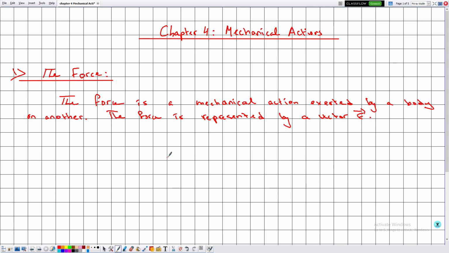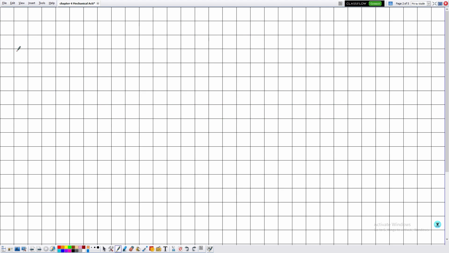Now during the exercises or the activities, we will represent documents in which forces are acting on different bodies, and we will refer to the concept of the force. Now this is just a definition. Now let me move to section number 2, which is the characteristics of a force.